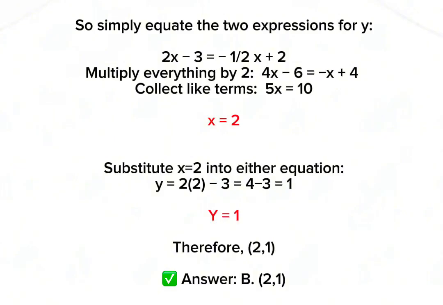Multiply everything by 2 to eliminate the fraction. That gives us 4x minus 6 is equal to negative x plus 4. Collecting like terms gives you 5x is equal to 10. So we solve for x equals 2.